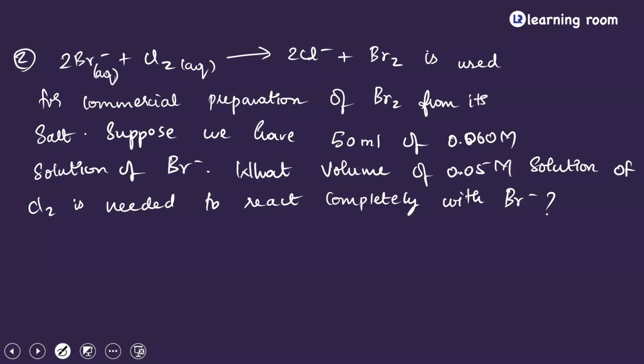Liter milliliter convert பண்ணனும்னா என்ன பண்ணுவோம்? Liter to milliliter, into 1000. 1 liter is equal to 1000 ml. 2 liter will be 2 into 1000 ml. Millimoles to moles convert பண்ணனும்னா divided by 1000. எப்பவுமே small to big number தான் division. Number of moles of ammonia.